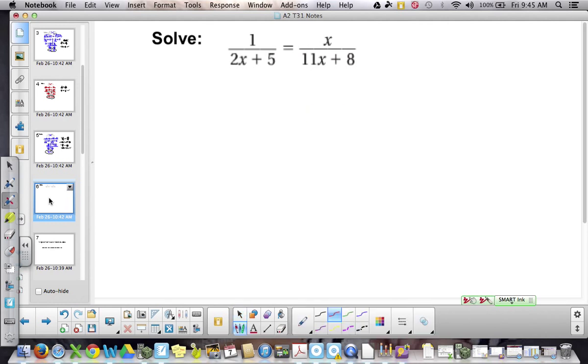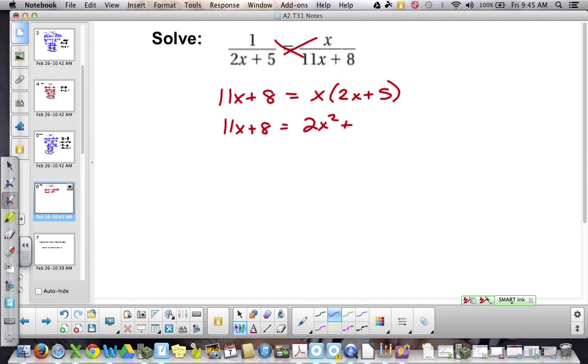All right, so again, we have proportionality here, so we're going to use cross products. So 1 times 11x plus 8 is just 11x plus 8. And then x times 2x plus 5. Right, distribute the x. We're going to get 2x squared plus 5x here, all right, which makes this a quadratic equation, which means we're going to need to get it set equal to 0 to solve it. So subtract 11x from both sides, subtract 8 from both sides, gives me 0 equals 2x squared minus 6x minus 8.